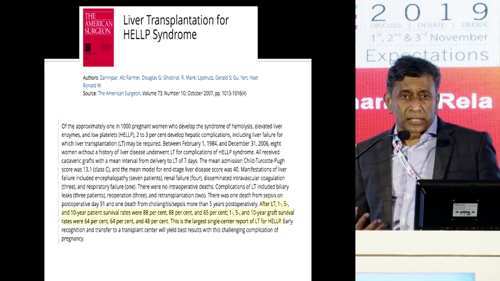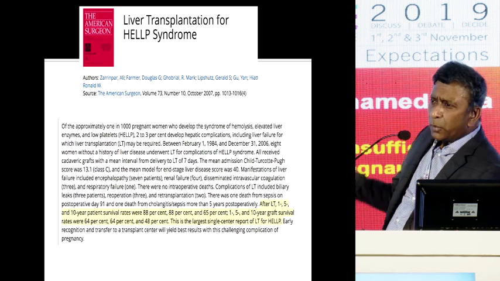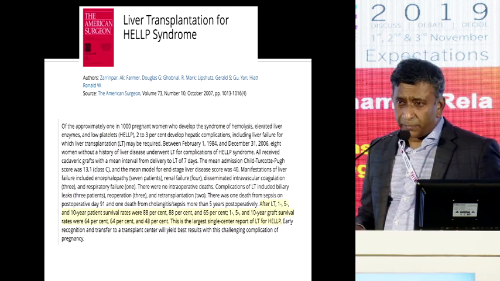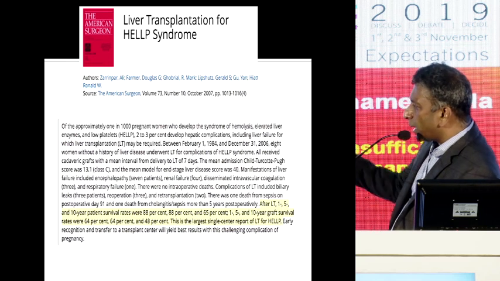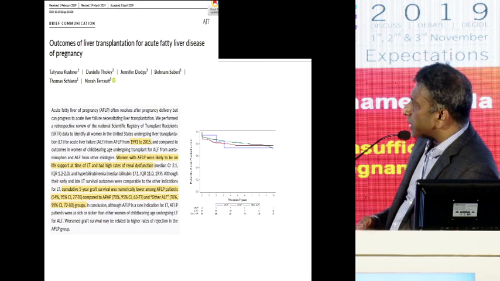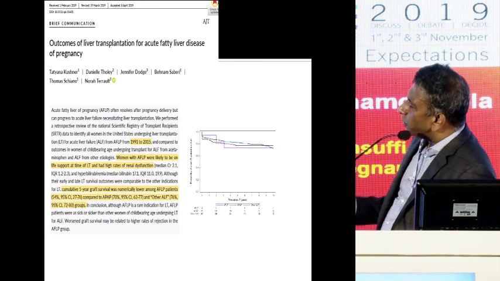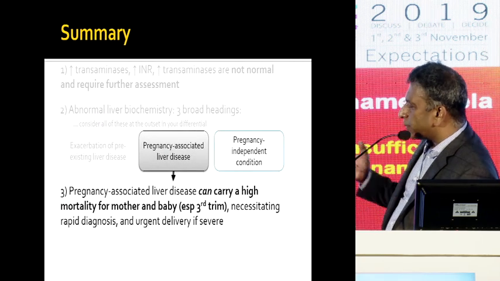And there isn't a huge experience. In King's College Hospital, we did about 12 patients, I think, over a 20-year period, liver transplantation. And once you do liver transplantation, you have a reasonable outcome. You're talking about 80% 5-year survival, 10-year survival in these patients. And for both fatty liver of pregnancy and HELLP syndrome, liver transplants have been done as a desperate measure.